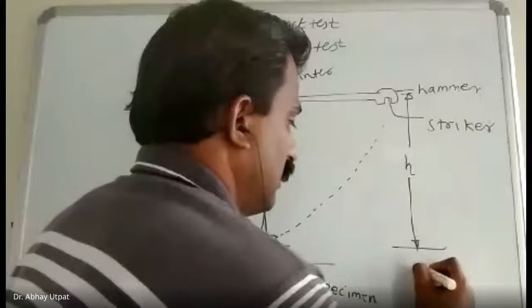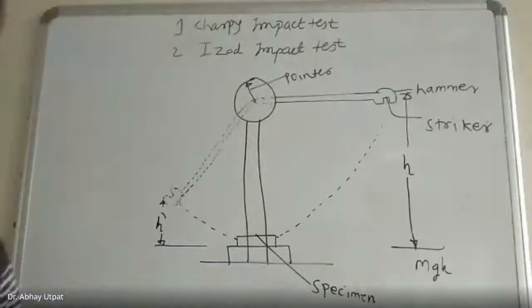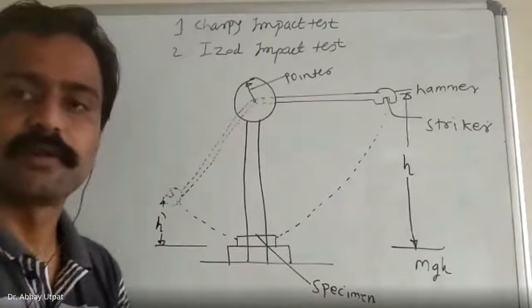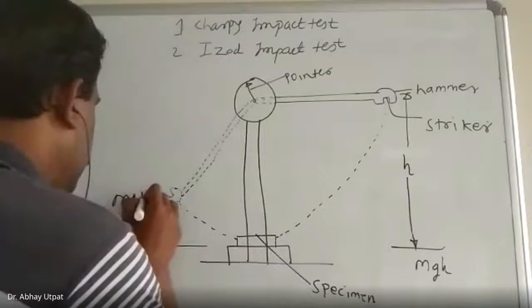mgh. mgh is nothing but what? Potential energy. And here it is mgh dash.